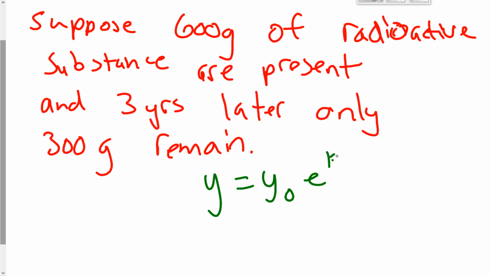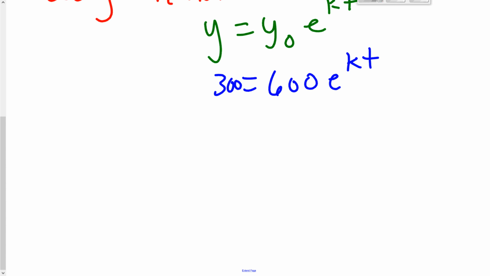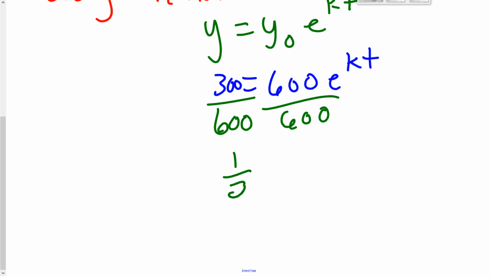Now notice that we get less, right? That probably means that our K should be negative. So we start with 600, and we get 300. Basically what we're trying to solve for is our K here. So we know we're going to get half, right? So when I divide by 600, when I get that e by itself, shouldn't I get a half? And our time is 3 years, so we can also enter that in.